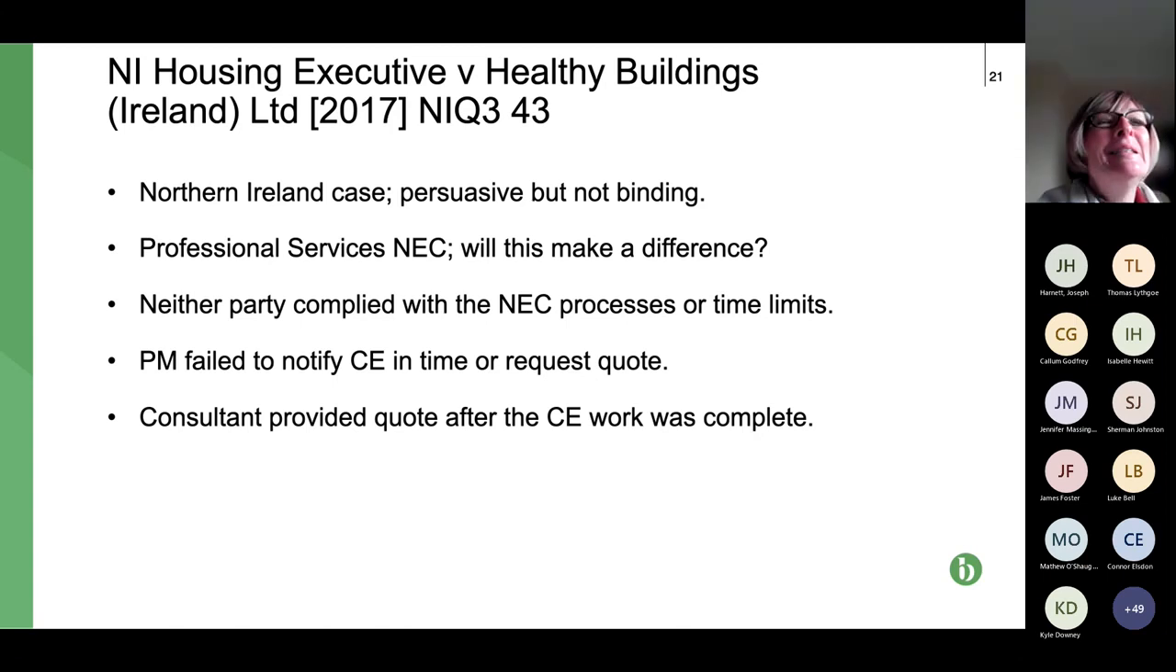So, for example, the scenario was that the project manager changed the work that the consultant, the professionals, were carrying out, but failed to notify a compensation event. It was a CE number 1, a change to the scope, and so it was on the PM. It's the PM's responsibility to notify. So it failed to notify and it failed to request a quote. So, double breach of contract. The consultant nevertheless did the work, which was as it should be.